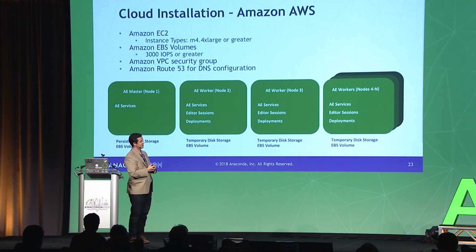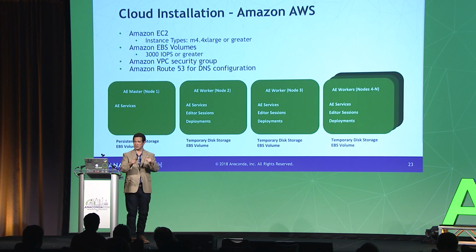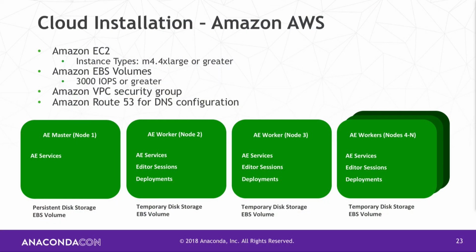For a cloud installation like Amazon, it's a very similar pattern. And here I've put up some of the recommendations or best practices or requirements and mapped those to a provider. So for Amazon, many of our customers are running in Amazon, and it's very simple. It's the same architecture mapped to Amazon EC2. We recommend instance types of M4 or now M5, 4x large or greater, with EBS volumes that have at least 3,000 IOPS or greater.